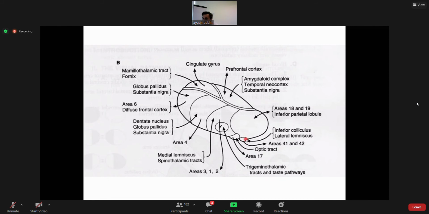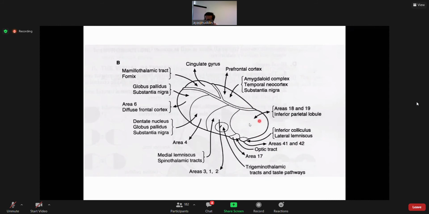The medial geniculate body is mainly related with the auditory system, so it is receiving the fibers from the inferior colliculus and the lateral lemniscus, and the output is going to go to areas 41 and 42, which is in the temporal lobe, and it is the primary auditory area.